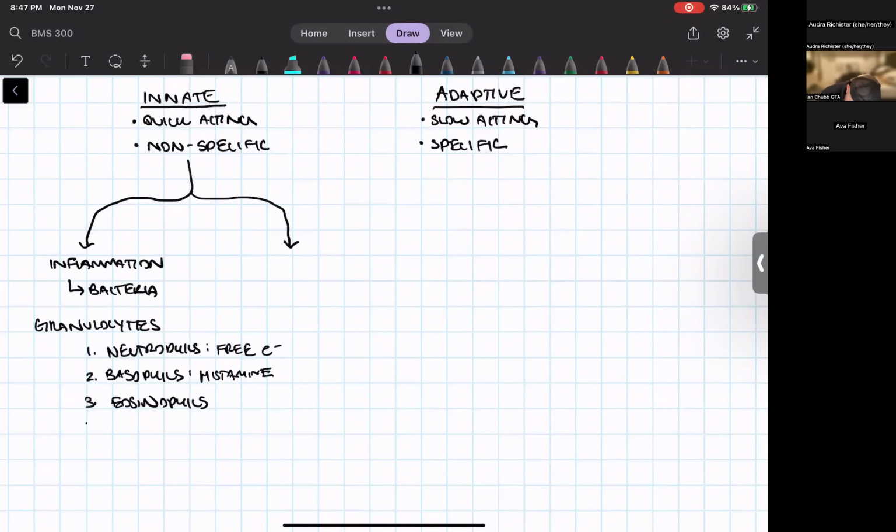The other cell type that I just like to add here is mast cells. These also do histamine.